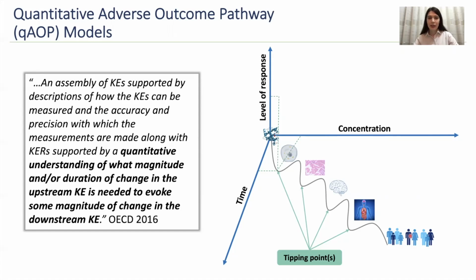Besides this qualitative mechanistic description that a QAOP model requires, it is also about a computational approach to be utilized, especially for defining these tipping points, also known as magnitude of change. And these tipping points describe the transition between the upstream key event and the downstream key event in terms of time and concentration. Therefore, a QAOP model requires kinetic and dynamic information as well.